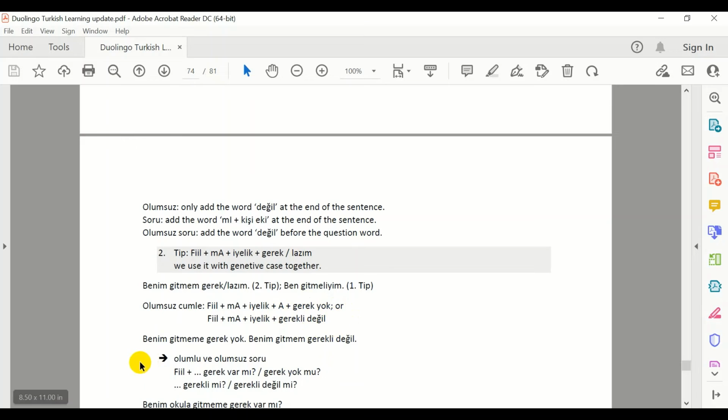For example, benim gitmeme gerek yok. This structure, benim gitmeme gerek yok. Benim gitmem gerekli değil. Benim gitmem gerekli değil. It means I don't have to go.